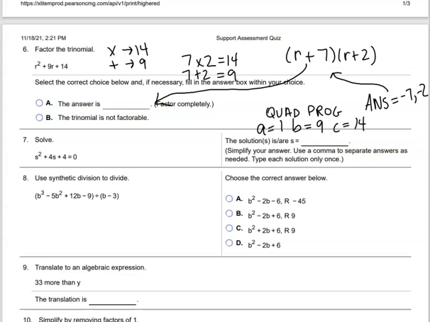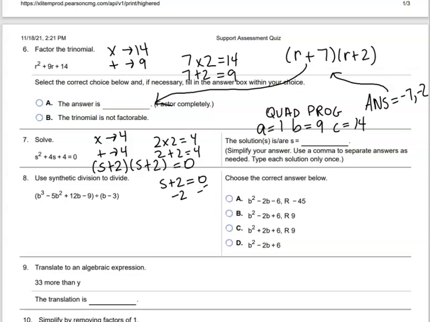Same thing on this problem. They're asking us to solve this. So we want something that multiplies to give us 4, but also adds to give us 4. Well, that's going to be s plus 2 times s plus 2, because 2 times 2 is 4, and 2 plus 2 is also 4. When we're solving this, you would set that equal to 0 and say s plus 2, since they're both the same, we don't need to do it twice, but s plus 2 is equal to 0. We subtract 2, so s is equal to -2. That's what's going to go right here.